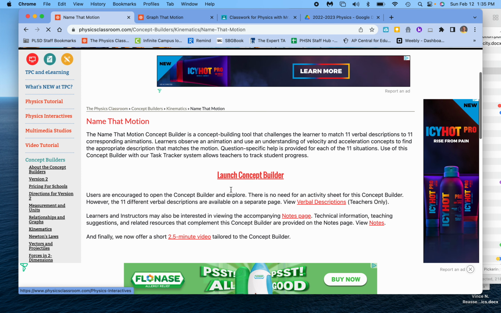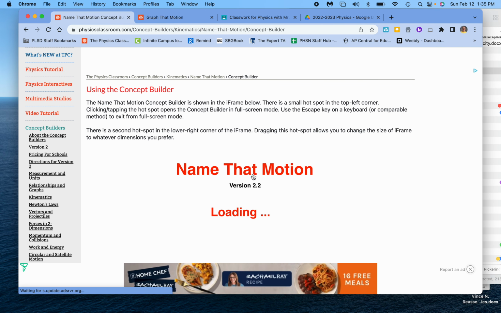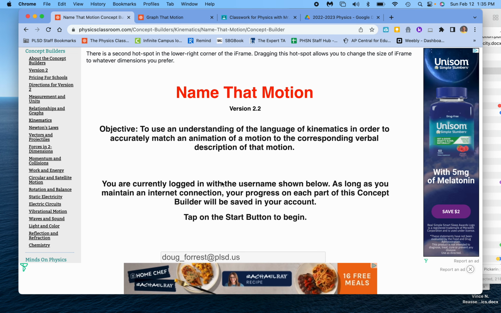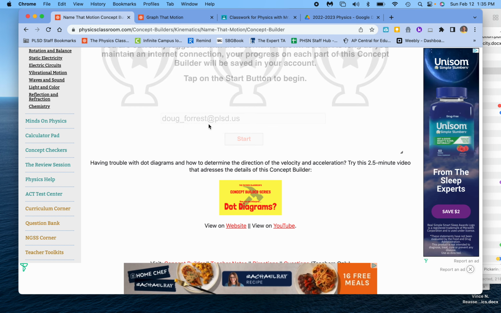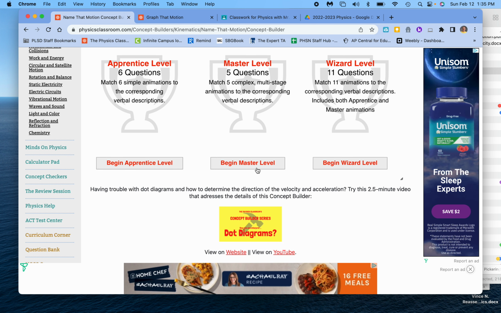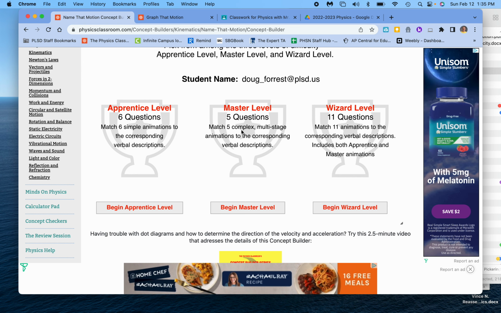I've already gotten to the page. When you click on the name that motion, it'll load onto 3 areas. Make sure your email's in there, that way it records things. So if you do one level but don't get to another in the same session, it'll save your work on that one level. So apprentice level only, 6 questions, 6 points only.